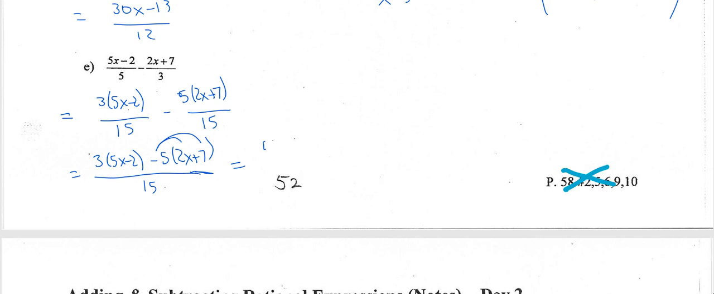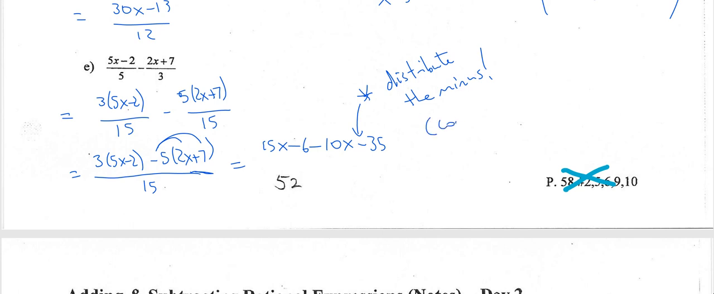So here, now I can expand this, 15x minus 6 minus 10x, and it's minus 35. I will put a star and write distribute the minus. Common error. Okay, over 15, and then this is going to be 5x minus 41 over 15, and there were never any restrictions here because there's no variables. Okay, so that is adding and subtracting.